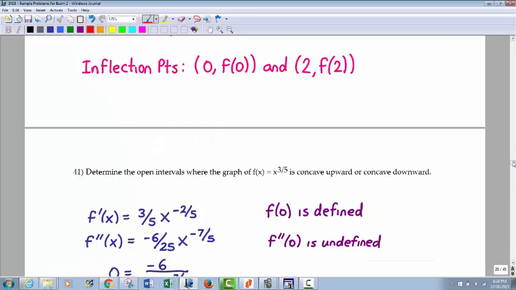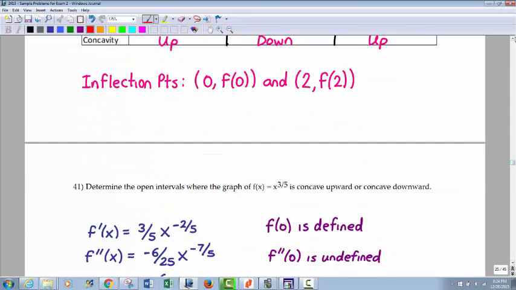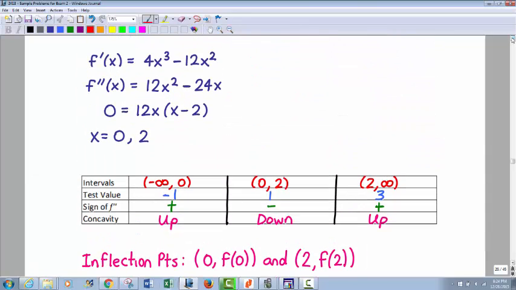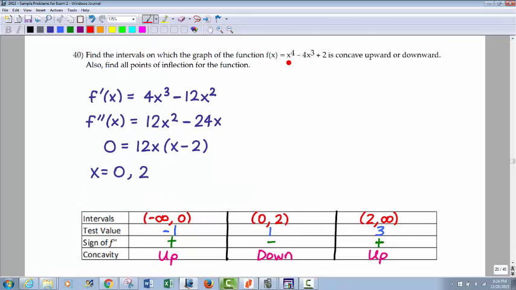Since we are changing concavity at both those values, those would both be points of inflection, 0, f of 0 and 2, f of 2. Of course, if you needed to know what the exact y value is, you would take 0 and 2 and plug them back into the original function. That's where you always get your y values from. For example, if you put 0 in there, you're going to get a y value of 2.